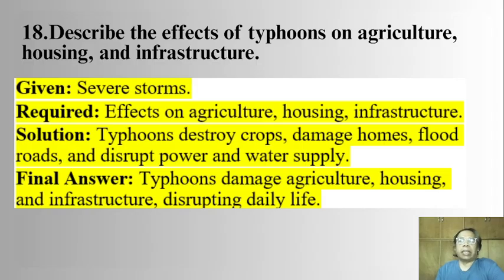Solution: typhoons destroy crops, damage homes, flood roads, and disrupt power and water supply. Final answer: typhoons damage agriculture, housing, and infrastructure, disrupting daily life.